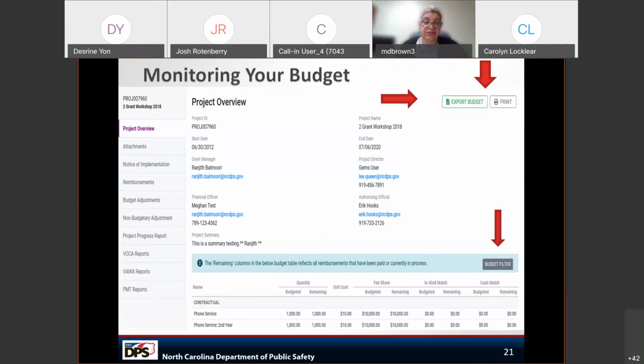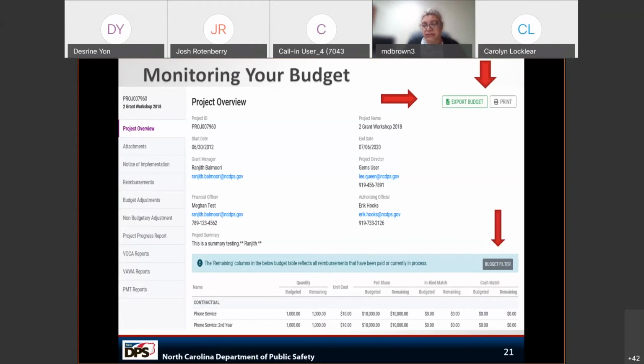Everything should match. It should be the same. It gives you a great level of detail, allowing you to know how much money you have on your line items down to the penny. And what you'll find as you're doing your reimbursements is that as your reimbursements are being done and paid, your budget will adjust for that. So you'll be able to keep track of that.